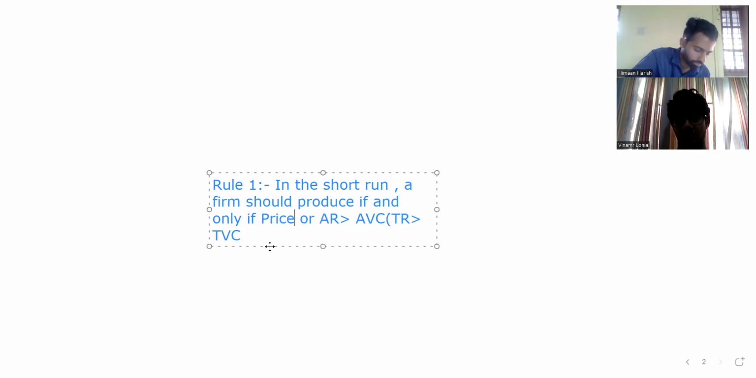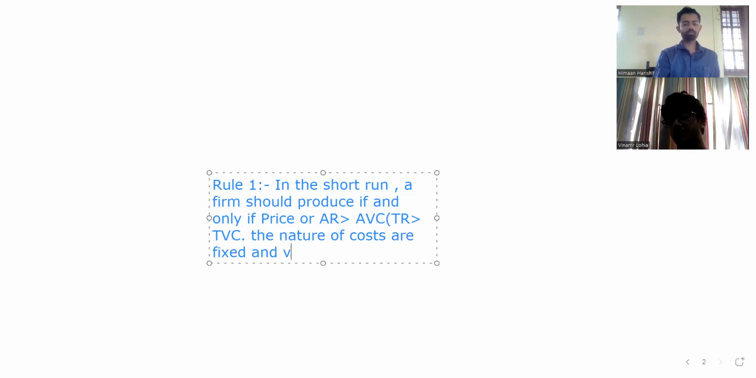The nature of cost incurred by a firm consists of fixed cost and variable cost. You know that, right? There are only two costs, fixed and variable. Fixed cost is like electricity charge and rent payable. Variable cost is like wages. Machinery costs are all fixed costs.